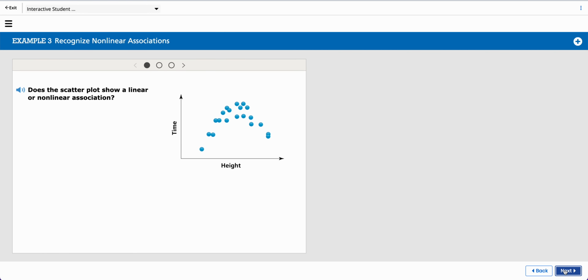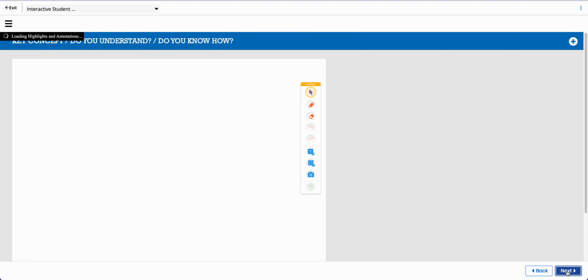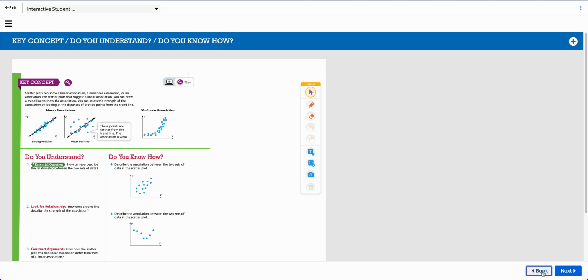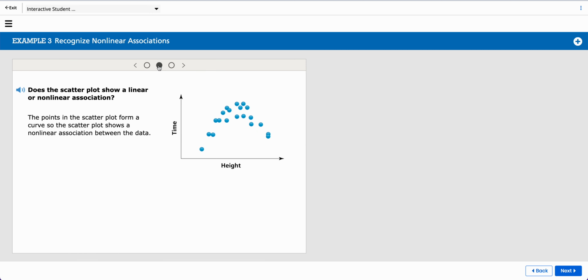Recognize non-linear associations. So we can have linear associations where a trend line is straight and it shows a positive association. But here, does the scatter plot show a linear or non-linear association? It's still an association. We can still tell what's going to happen. If this is like a ball that got thrown or kicked, as the height increases, the time goes up. That's a weird way to look at it, but whatever. The points in the scatter plot form a curve, so the scatter plot shows a non-linear association between the data.